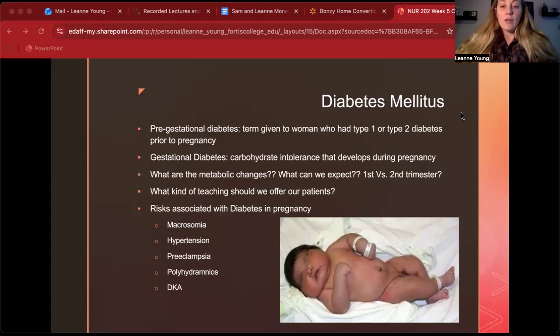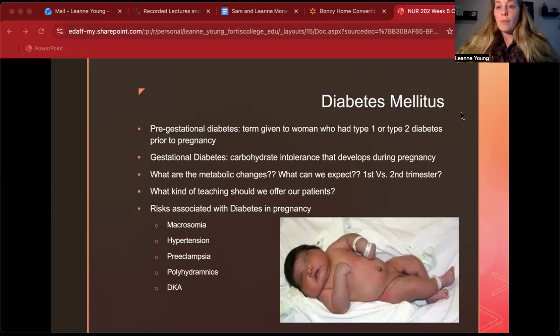In the first trimester, rising estrogen and progesterone levels greatly influence the pregnant woman's metabolic status. So these hormones are going to stimulate the release of beta cells in the pancreas to increase insulin production, which ultimately promotes increased peripheral use of glucose and decreased blood glucose. Therefore, what does that mean? Right? That's a lot of words. Women with insulin-dependent diabetes are prone to hypoglycemia during the first trimester.